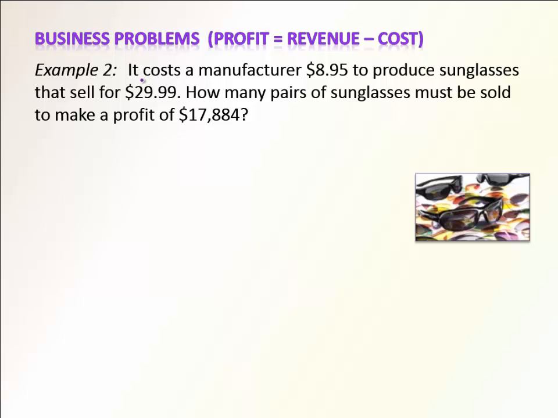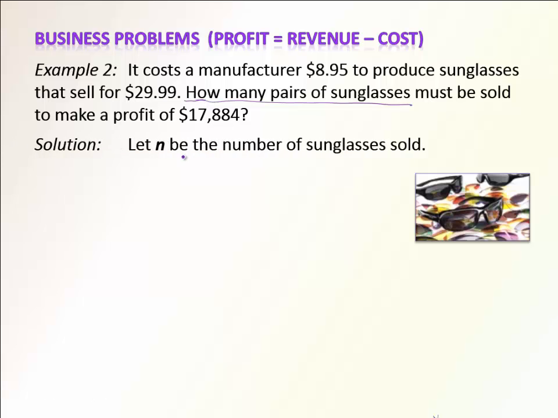Let's see the example. It cost a manufacturer $8.95 to produce sunglasses that sell for $29.99. How many pairs of glasses must be sold to make a profit of $17,884? So how can we make sense of this problem? Well, we have given the overall profit of selling some number of sunglasses. We don't know this number. How many pairs of sunglasses? That's the number that we are looking for. So maybe let's introduce the first variable. Let n be the number of sunglasses sold.